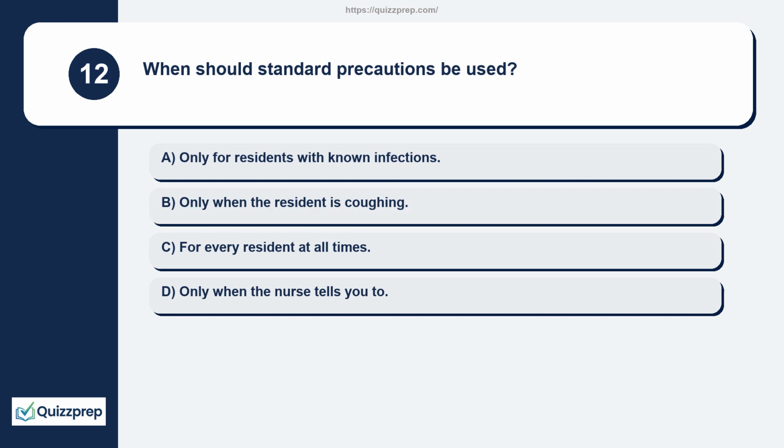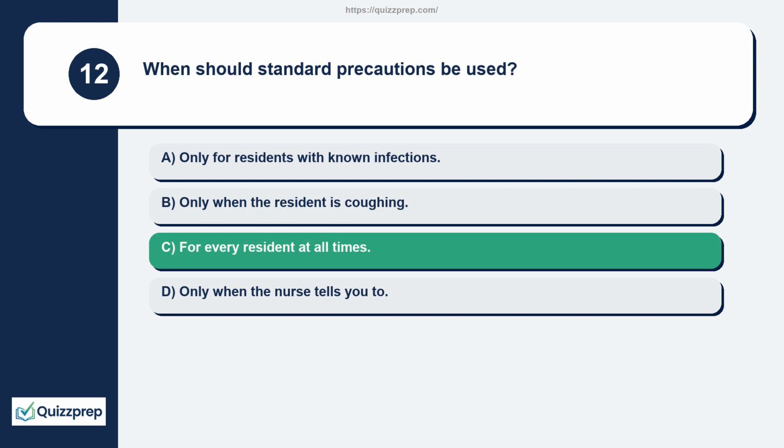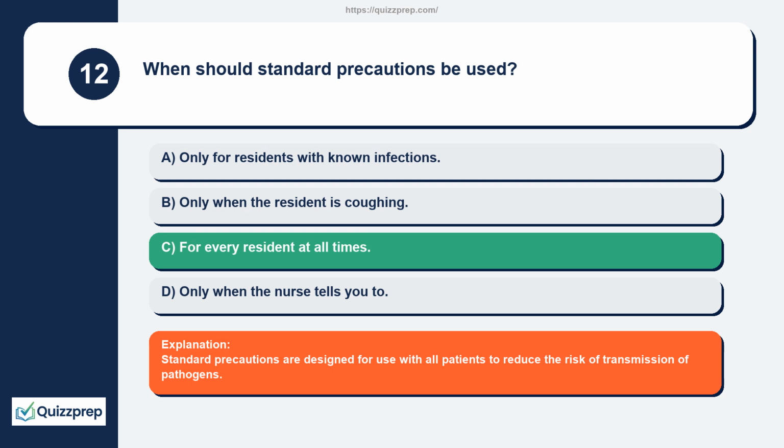Question 12. When should standard precautions be used? Only for residents with known infections. Only when the resident is coughing. For every resident at all times. Only when the nurse tells you to. Standard precautions are designed for use with all patients to reduce the risk of transmission of pathogens.